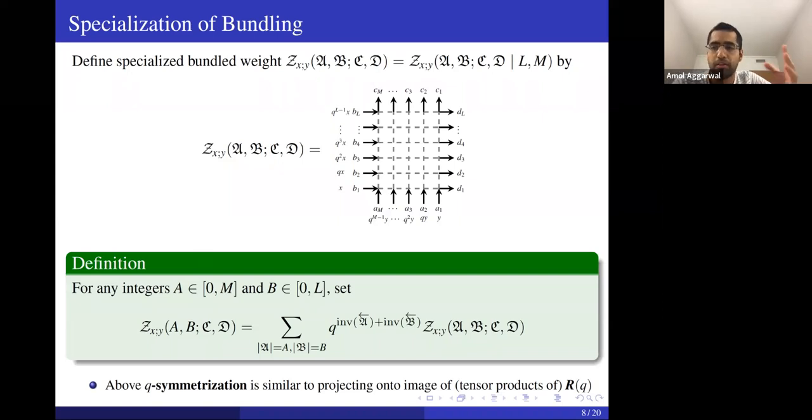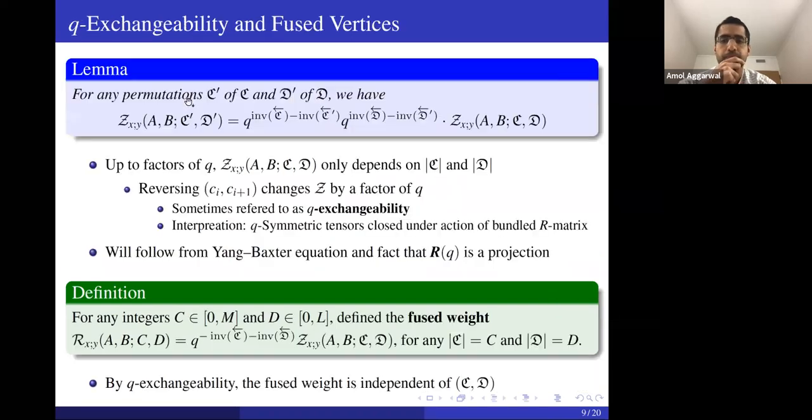Okay, and you can view this, if you want, as taking the R matrix associated with this bundled weight and projecting or restricting it to the space of q-symmetric tensors. So you will indeed get some q-weighted linear combination of these bundled weights if you do that. Okay, so this is my Z_xy. Are there any questions so far? Okay, then I guess I will keep going.